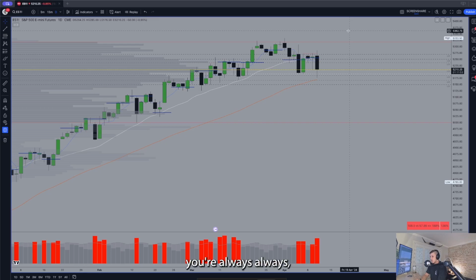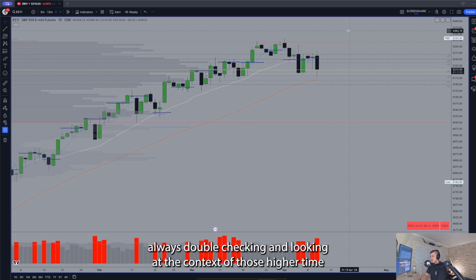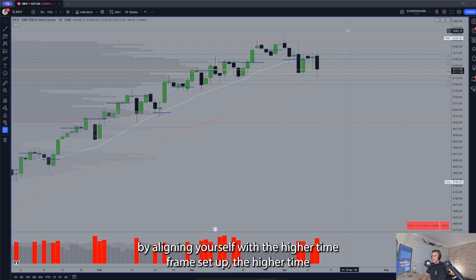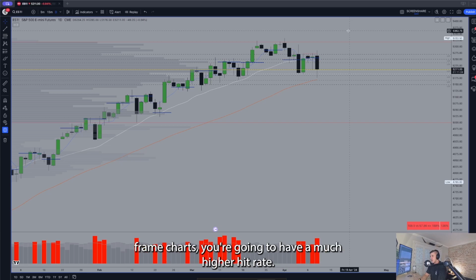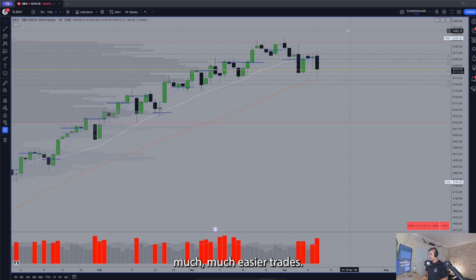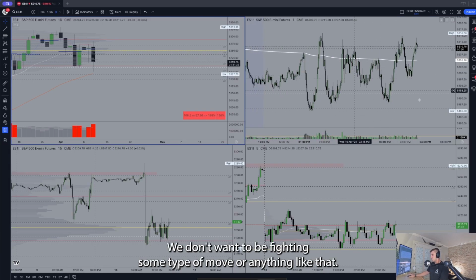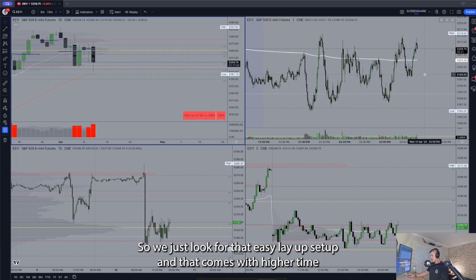All right, so make sure you're always double checking and looking at the context of those higher time frame charts, even if your average hold time is super low, even if your average hold time is 2 minutes. By aligning yourself with the higher time frame setup, the higher time frame charts, you're going to have a much higher hit rate. You're going to find much easier trades, and that's what we're after as traders. We want the easy money. We want to pick up that easy money just sitting over there in the corner. We don't want to be fighting some type of move or anything like that. So we just look for that easy layup setup, and that comes with higher time frame alignment.